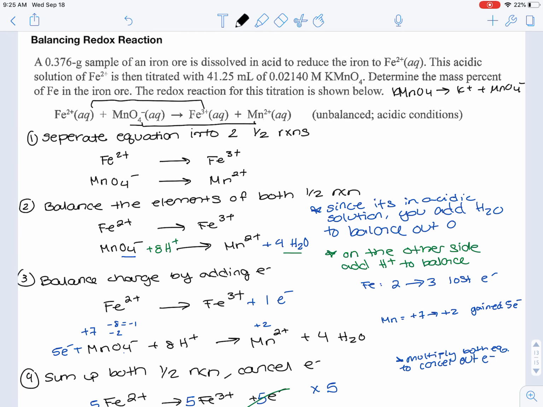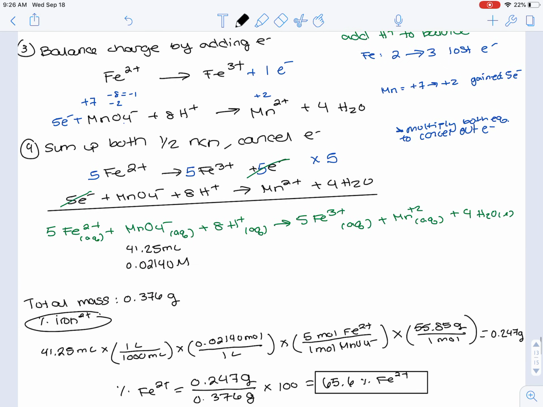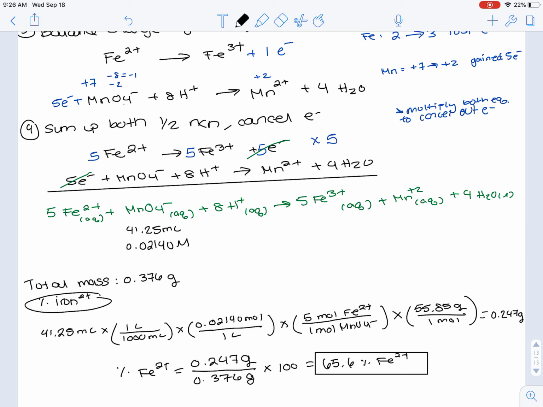However, then you want to go back and sum up both reactions, and you have to get rid of your electrons. So you would multiply the equations. We only had to do one. Sometimes you have to do both to balance out the amount of electrons so that your electrons cancel and you're left with the exact correct balanced equation with the charge balanced and the elements balanced.